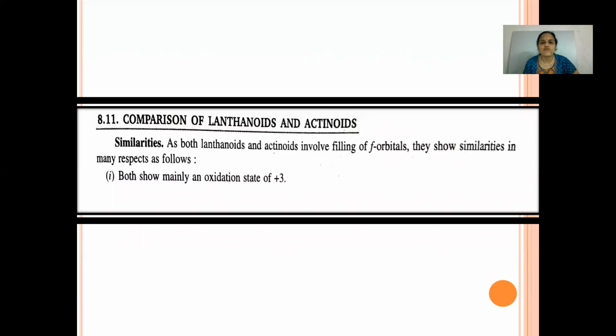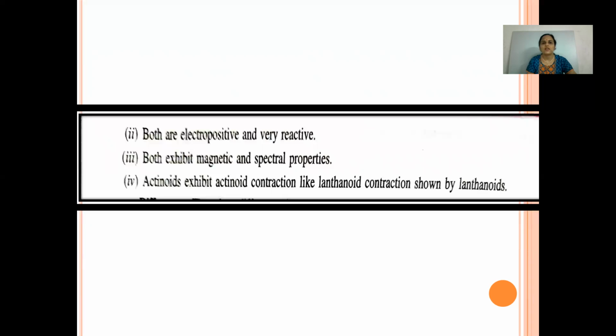Let's see the comparison of lanthanoids and actinoids. Similarities: as both lanthanoids and actinoids involve filling of f orbitals, they show similarities in many respects, discussed as follows. Both show mainly an oxidation state of +3. So +3 oxidation state is common both for lanthanoids as well as actinoids. Both are electropositive and are very reactive. Both exhibit magnetic and spectral properties. Actinoids exhibit actinoid contraction like lanthanoid contraction shown by lanthanoids.